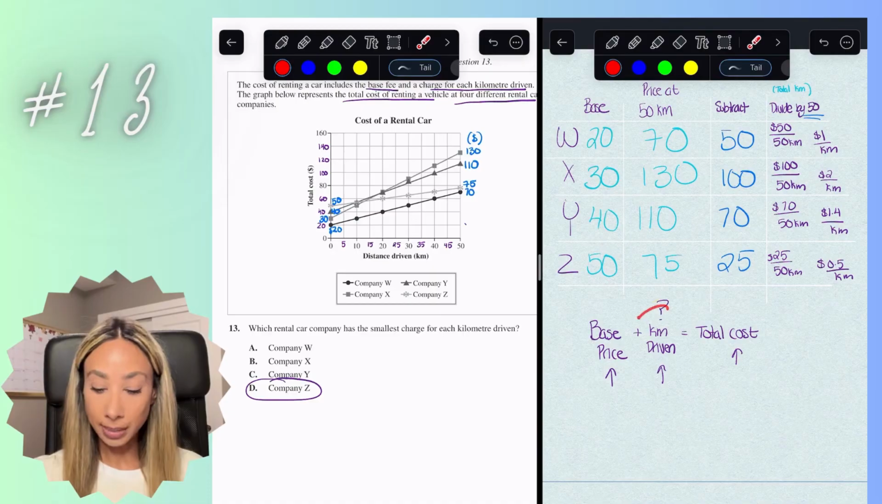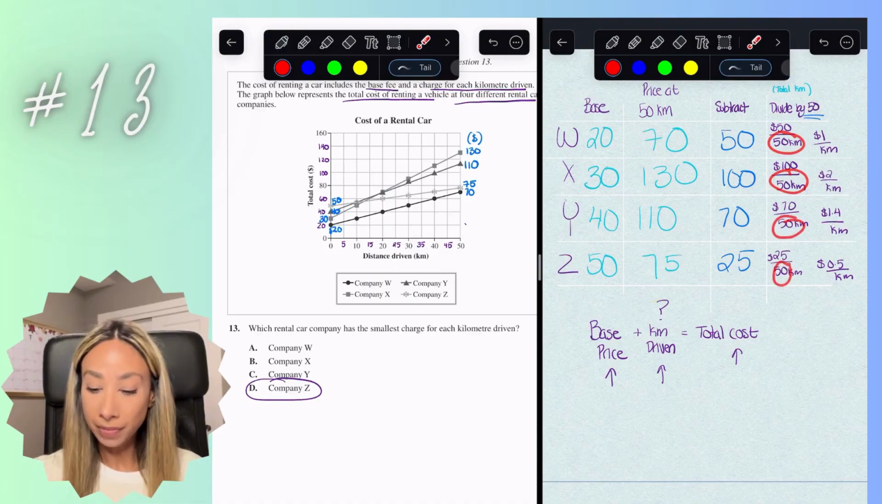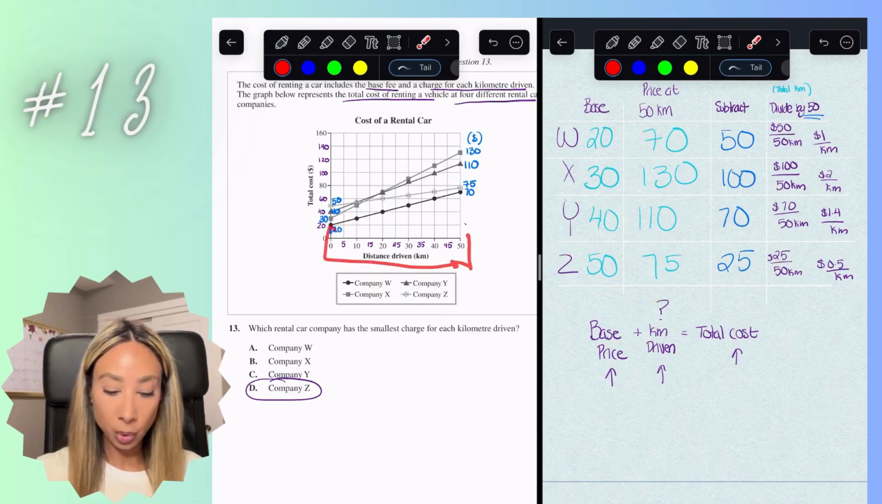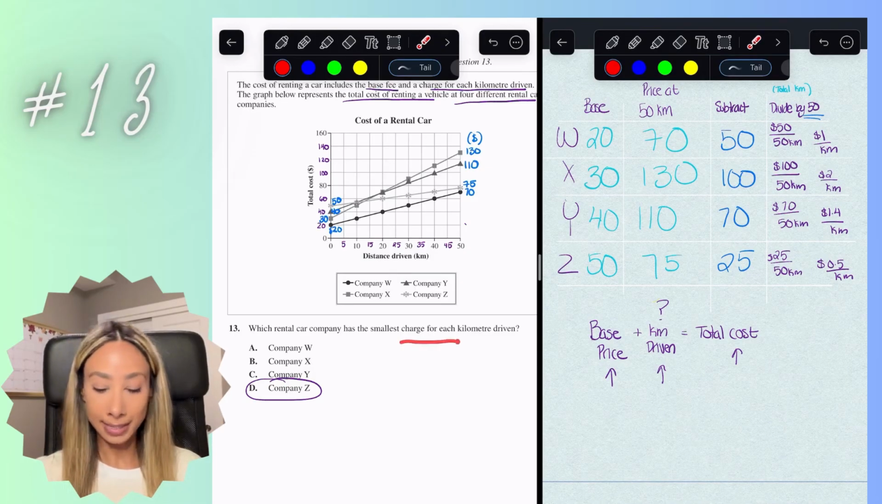Now what I did is I subtracted to get the kilometers driven, okay? But that kilometers driven is just the amount of the total. Then what we have to do is divide it by the 50 kilometers, which again is our total that was given in the graph, to get the rate. And the rate in this case is the charge for the kilometers driven.